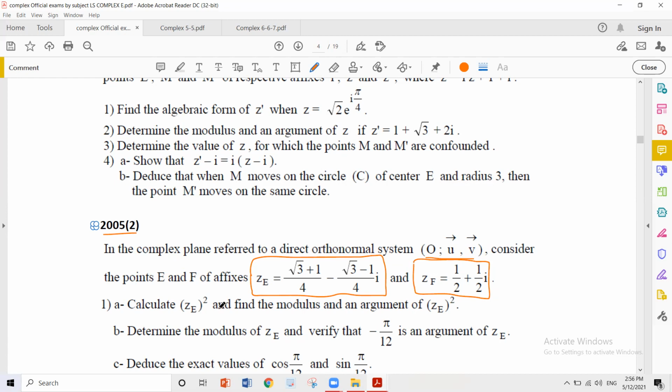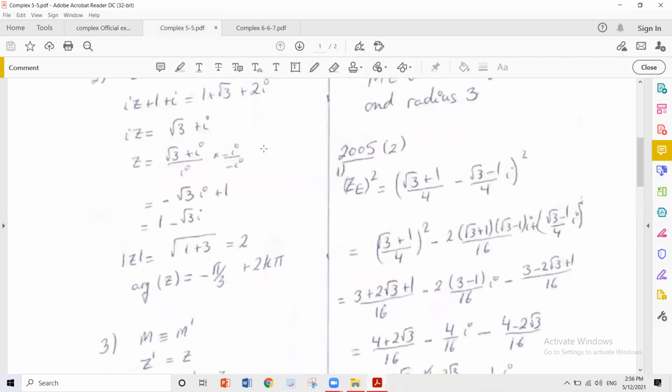How to calculate ZE squared? Can you tell us, Haikaz, how to calculate ZE squared? Yes, Steve. Okay, (A plus B i) squared. What did you say?